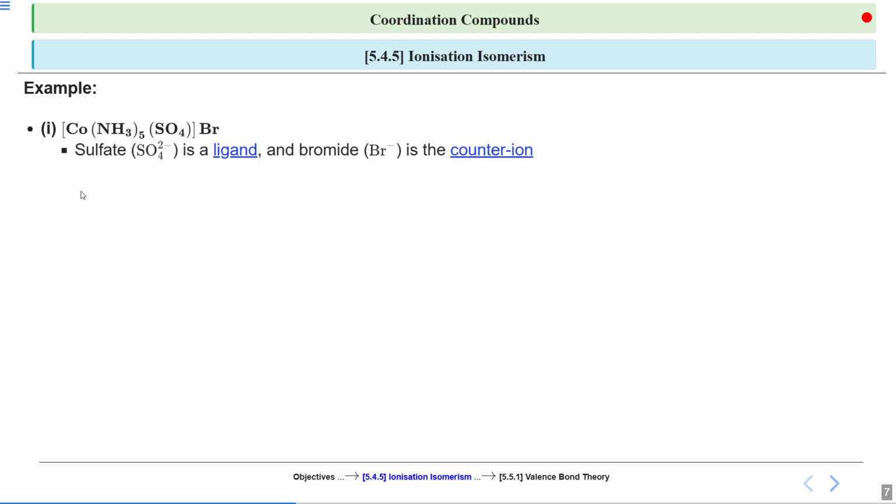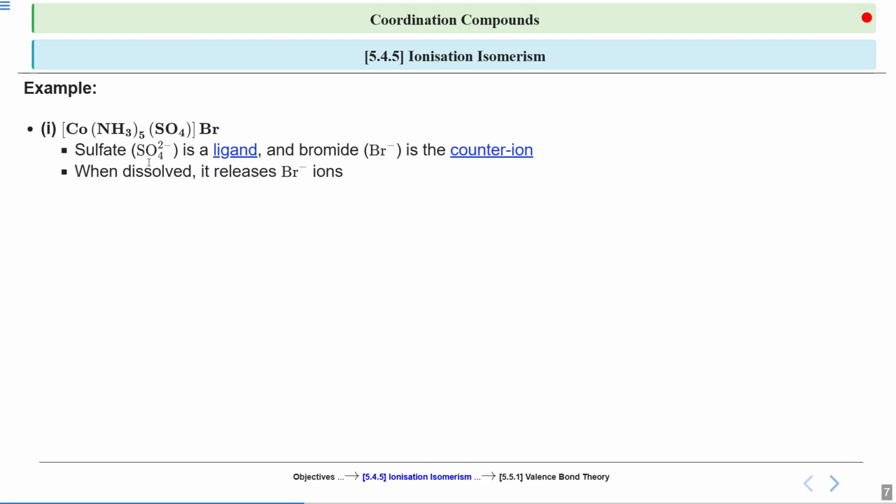Now the sulfate SO4 negative ion is a ligand here, because it is present inside the coordination sphere, and the bromide, that is Br negative, is the counter ion because it is present outside of the square bracket, as per the definitions of ligand and counter ion.